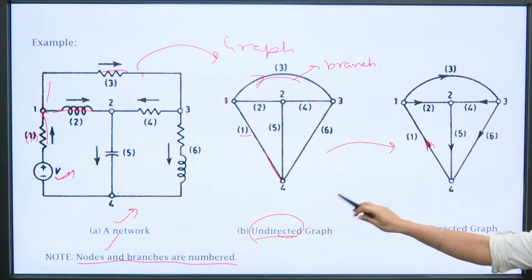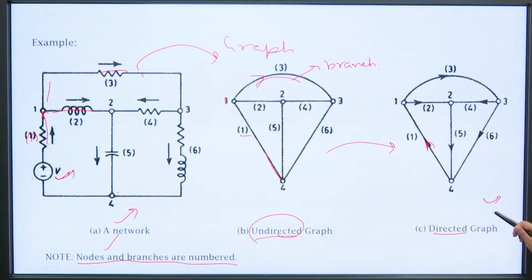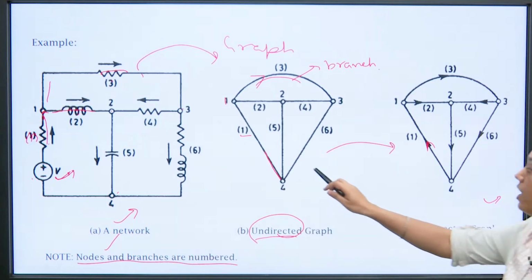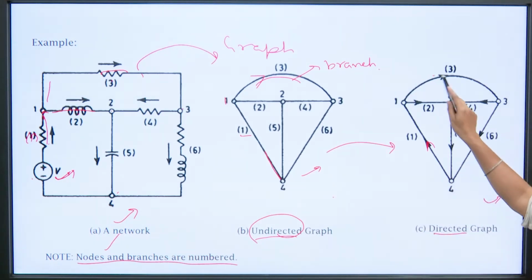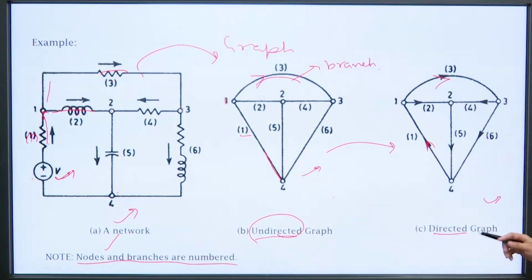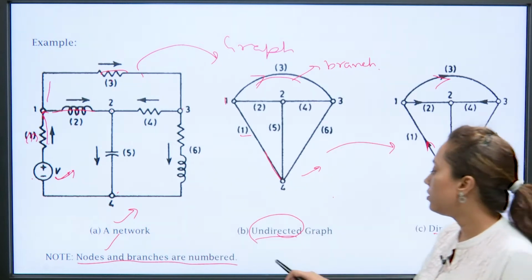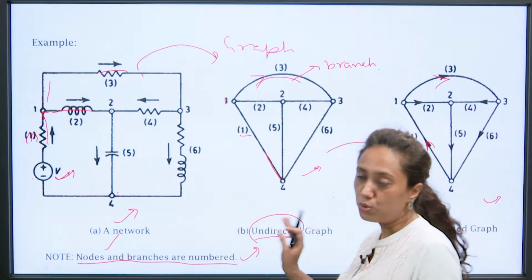This is the undirected graph and this is the directed graph. The difference between both is that one has no sign indicating the flow of current, while the other has an indication with an arrow, which is where we assume the direction should be, right. So this is the way to draw a graph.